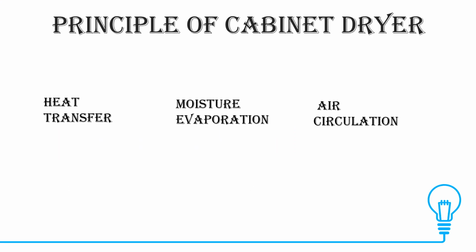Okay, now let's see the principle of cabinet dryer. So the key principles of cabinet dryer are basically, first one is heat transfer. In that, the hot air is blown over the food product and usually it is arranged on the trays inside the dryer. And the air is often heated between 50 degrees Celsius to 90 degrees Celsius, and that heat is being transferred to the product surface, causing the moisture to evaporate.